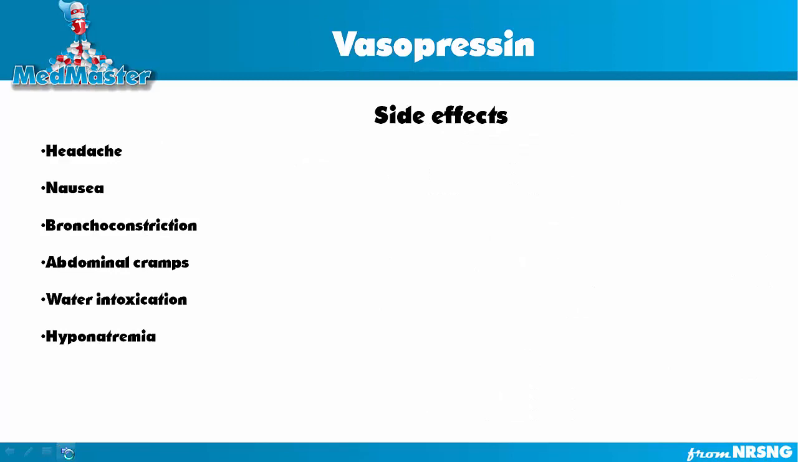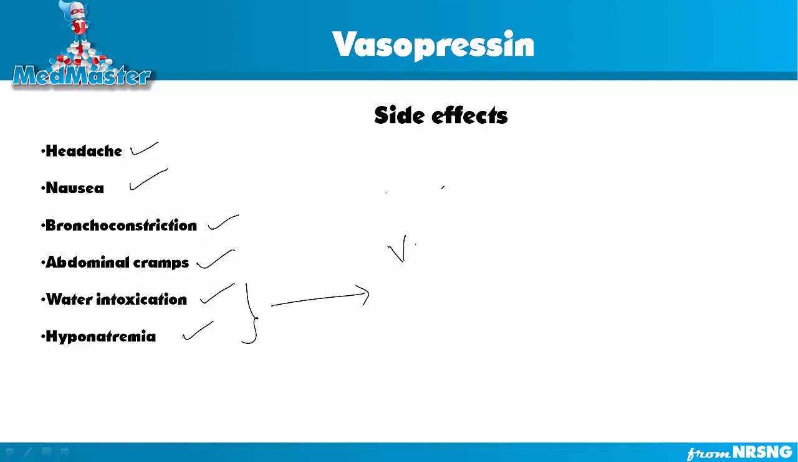All right. So what are the side effects of vasopressin? The main side effects are headache, nausea. Nausea is pretty much for all medication, but also headache, bronchoconstriction, abdominal cramps, water intoxication, and hyponatremia. Those are the main ones to understand. So let's talk about that a little bit.